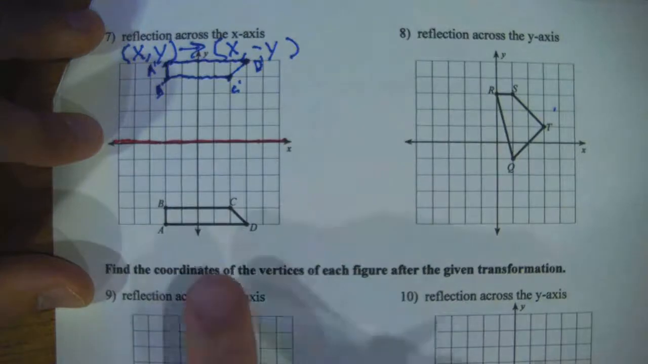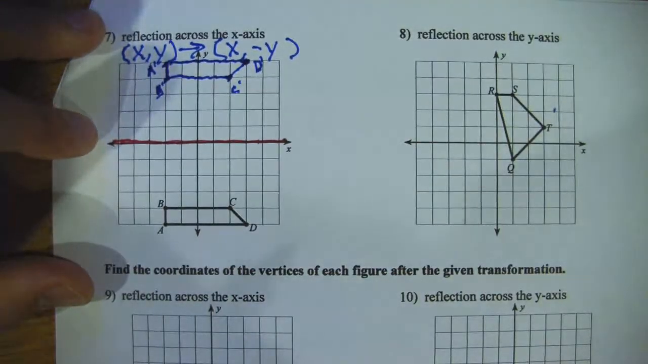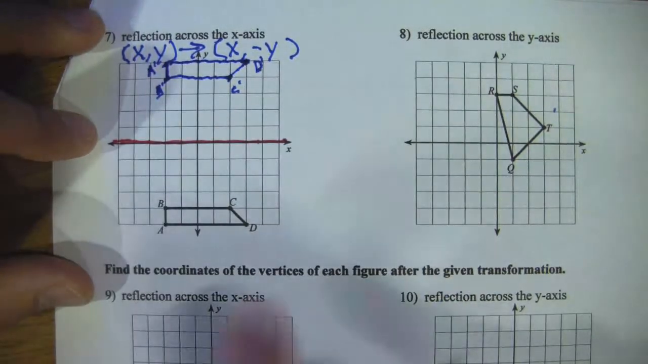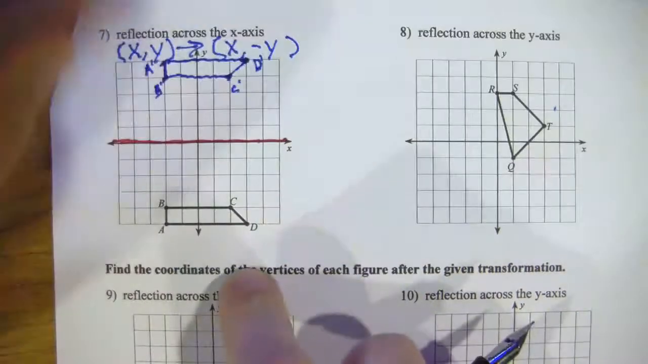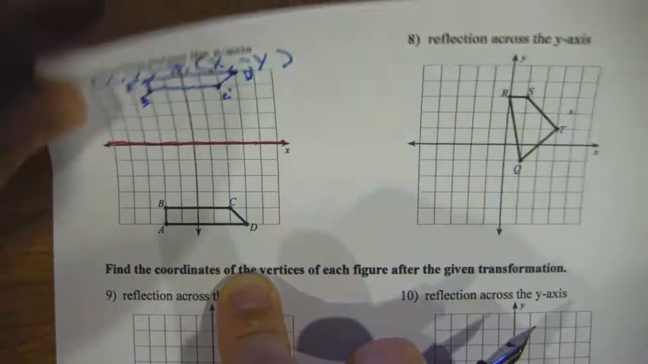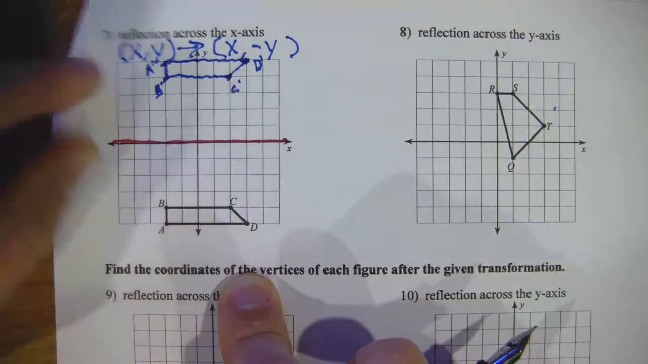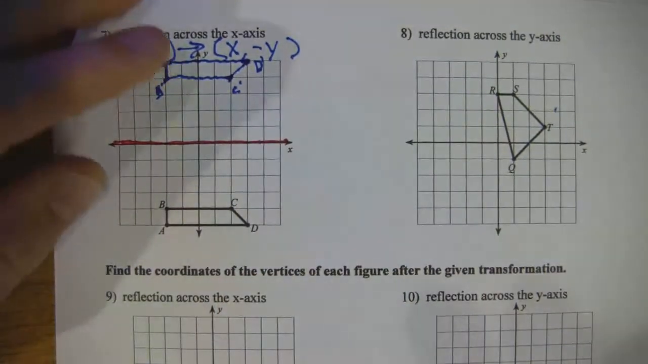And notice we get a mirror image. We don't want a translation. We want a reflection. So be very careful. In other words, if I fold this paper, my new image should fold directly on top of that pre-image and match up exactly. All right, let's try one more this way.